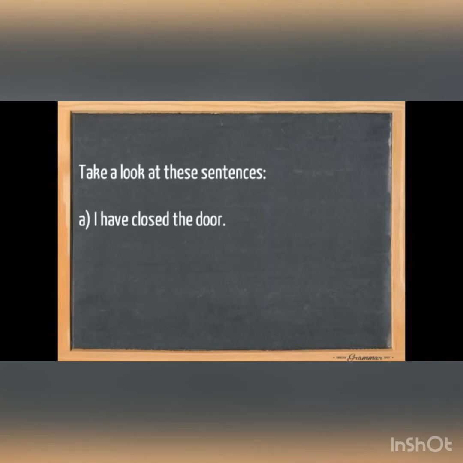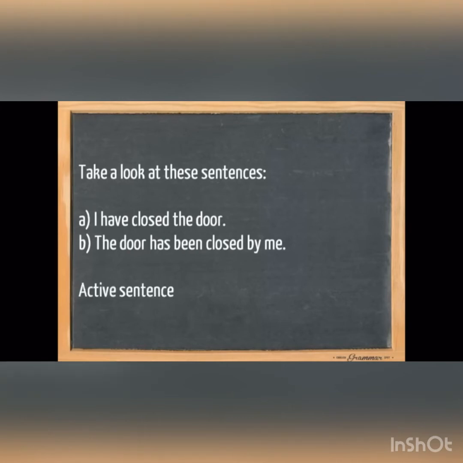Take a look at the following sentences. I have closed the door and the door has been closed by me. The first sentence is an active sentence. The second sentence is a passive sentence. Now usually we turn active sentences into passive sentences. So what we do is the object of the active sentence becomes the subject of the passive sentence. And the subject of the active sentence becomes the object of the passive sentence. So I has become me and the door has become the subject of the passive sentence.